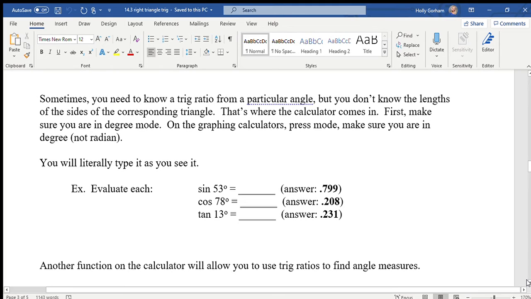So there are some examples here. The answers are to the side. You can try it and make sure that you're getting the same answer. If you're not, then you're not in the right mode. You need to fix it.